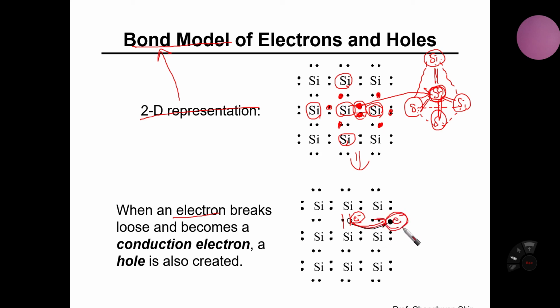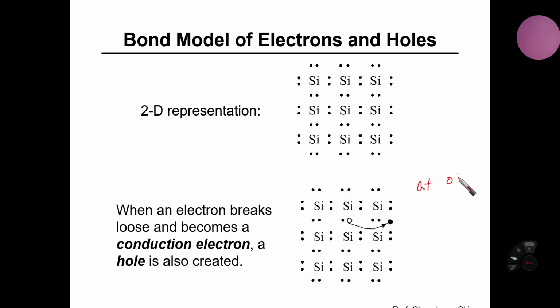Now this electron is away from the silicon atom, but still, this electron is limited and alive within a crystalline silicon material. When this electron becomes a conduction electron, take a look here. What else has been left behind? Hole, right? Hole means nothing. Vacant one. Vacancy. So this hole has been left behind.